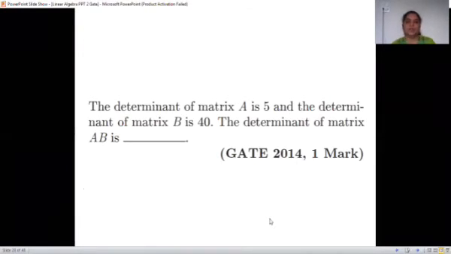Next question. The determinant of matrix A is 5 and the determinant of matrix B is 40. The determinant of matrix A into B is? Mod A is 5, mod B is 40, so it will be the mod AB.